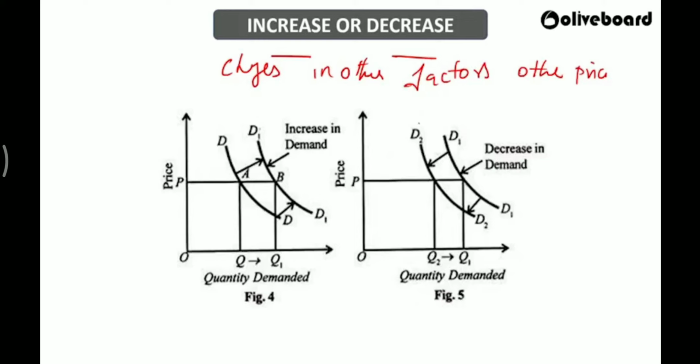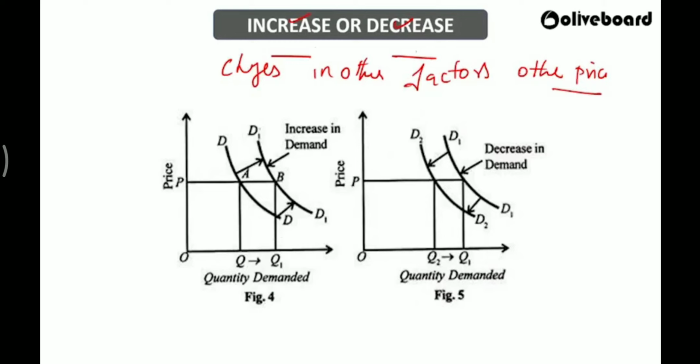It can be income of the consumer. It could be price of the substitute. It could be price of the complementary. It could be taste and preferences. Whatever it is, other factors other than price. Changes in any one of the other factors, because of that your demand is moving. Then it is called increase or decrease. So the increase or decrease will happen because of what? Changes in the other factors other than price.